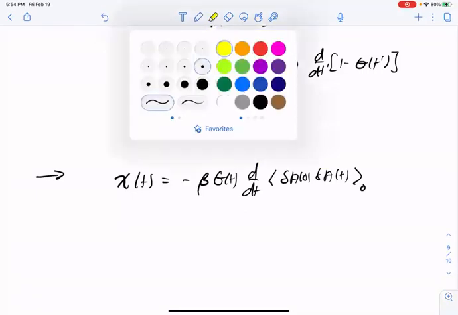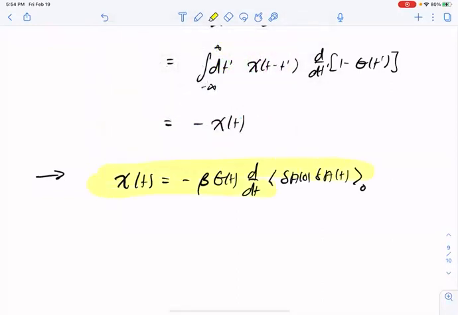Ooh, that's way too small. That's a neat enough result. Let's highlight it here. So this is a statement of the fluctuation dissipation theorem, as we just saw before. It tells you something incredibly deep and interesting.